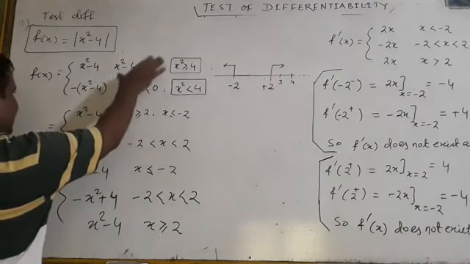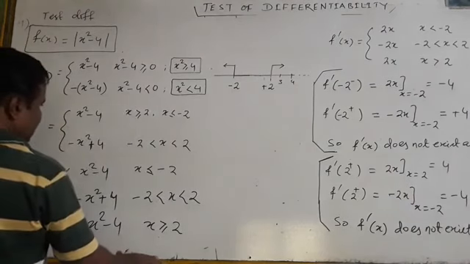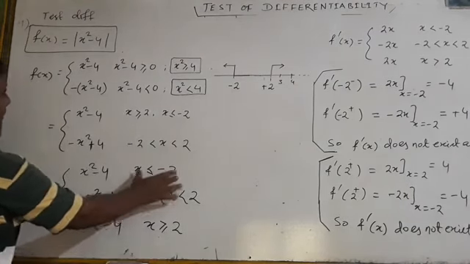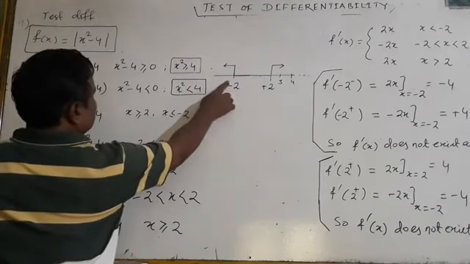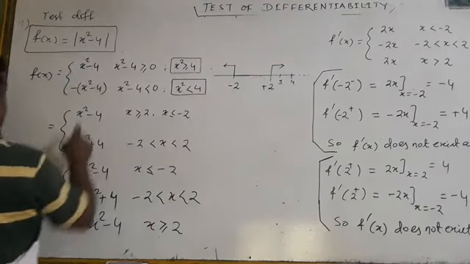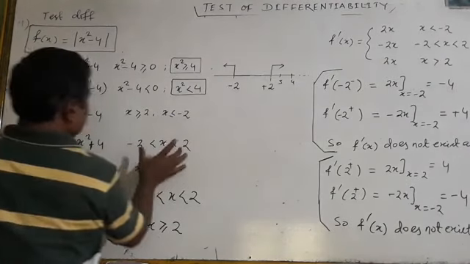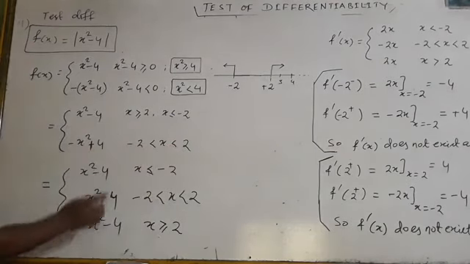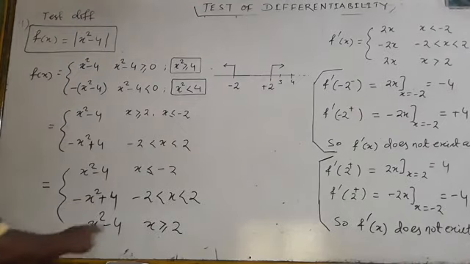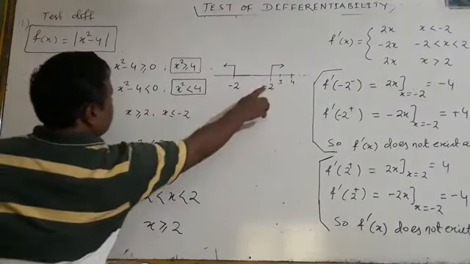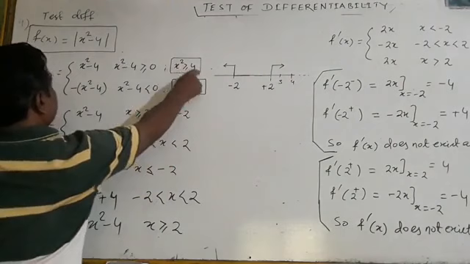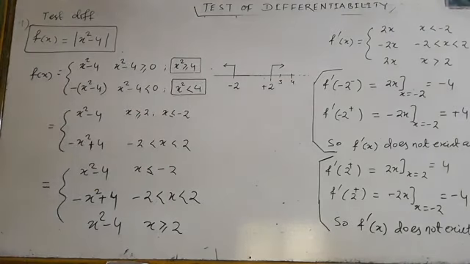Now I am writing in 3 stages. When x is less than −2, f(x) is x² − 4. When x is between −2 and 2, it is −x² + 4. When x is greater than 2, f(x) is equal to x² − 4.